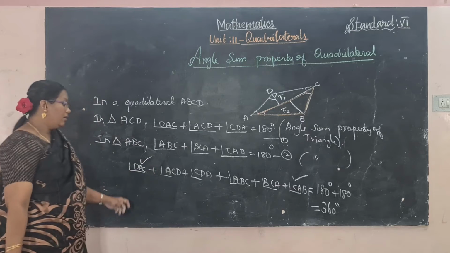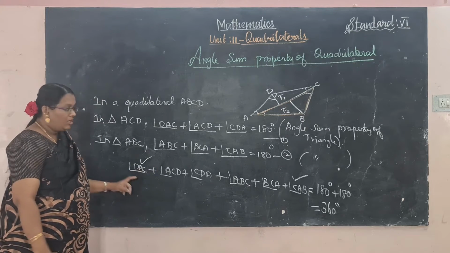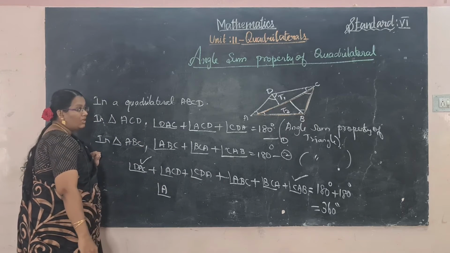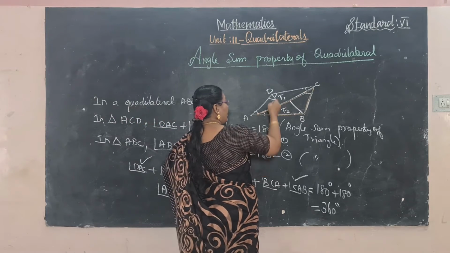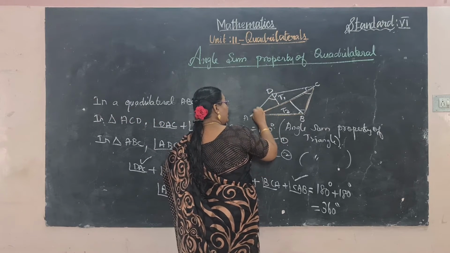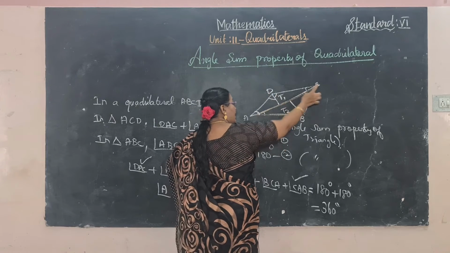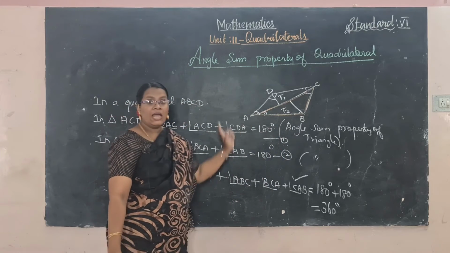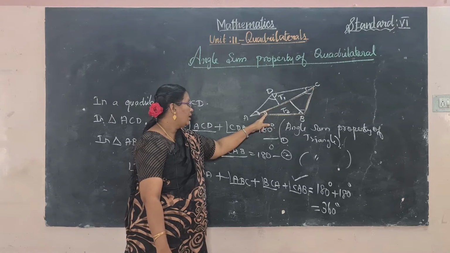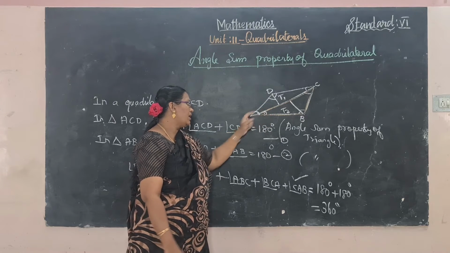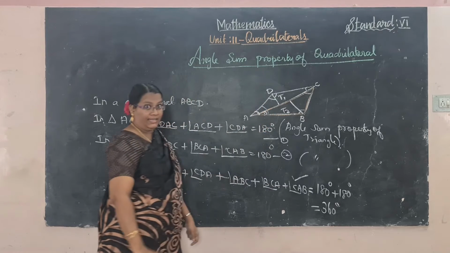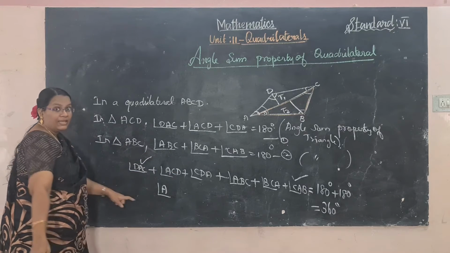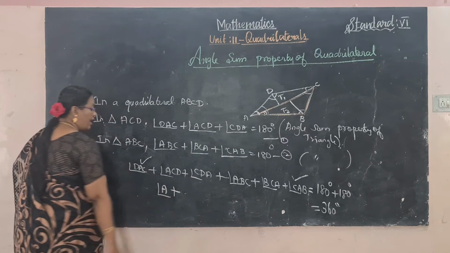Okay, which one is common angle here? A. So we have considered for these two angles as A. Listen carefully: angle DAC and angle CAB. The sum of these two angles makes the whole angle A. So for these two steps, I can write it as angle A.